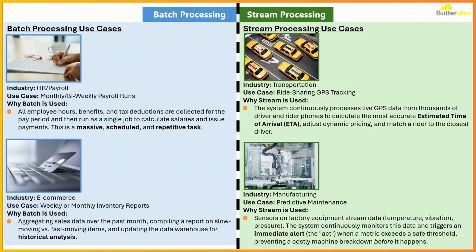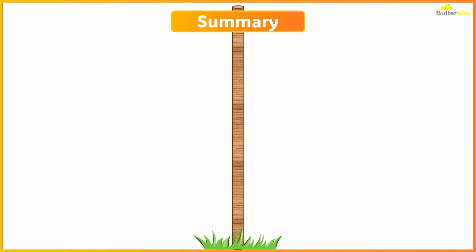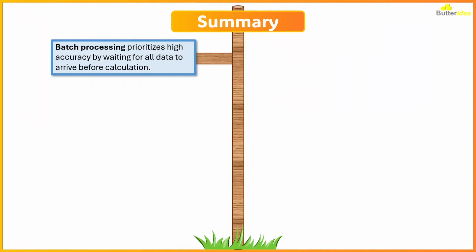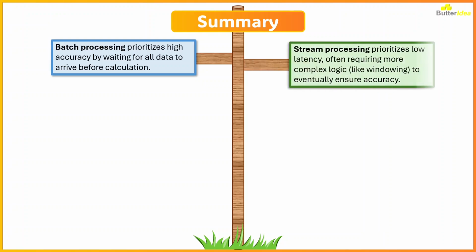In summary, batch processing prioritizes high accuracy by waiting for all data to arrive before performing any calculations. Stream processing, on the other hand, prioritizes low latency, reacting to data the moment it appears. Because of that, streaming often requires more complex logic, such as windowing, to eventually ensure accuracy.